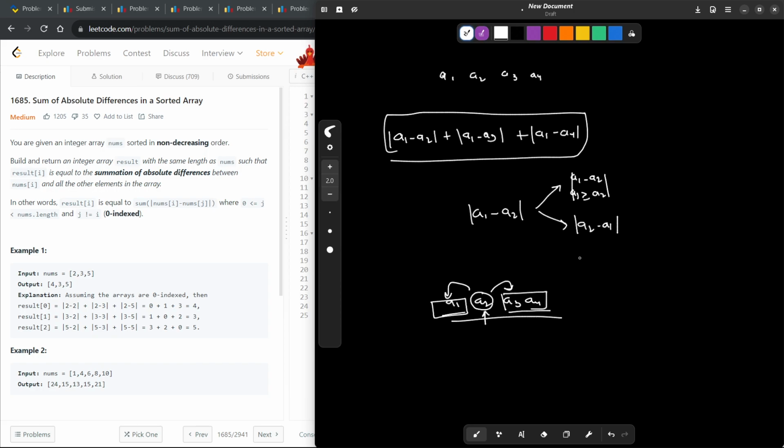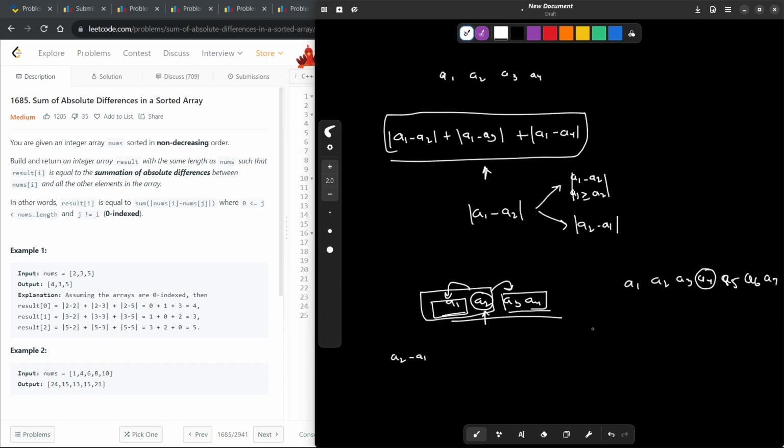The only thing we need to worry about now is how do I calculate this particular summation in one instant, or O of one time, without traversing through the array. So let's see, all of the values to the left of it will expand to a2 minus a1, right? Let us take a bigger example: a1, a2, a3, a4, a5, a6 and a7, right?